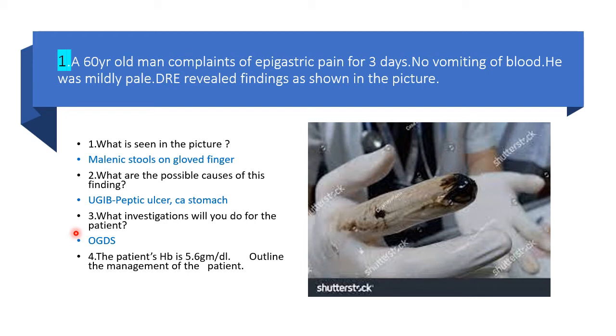The patient's HB is 6 grams per deciliter. Outline the management. The management includes adequate resuscitation with IV fluids and electrolytes and the transfusion of blood as the hemoglobin is very low. IV proton pump inhibitors and H. pylori eradication medication.